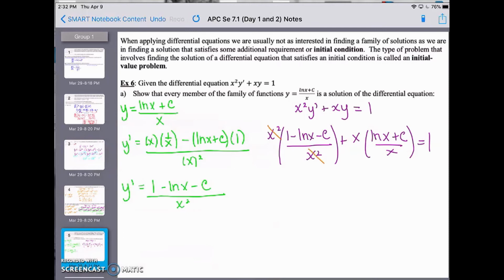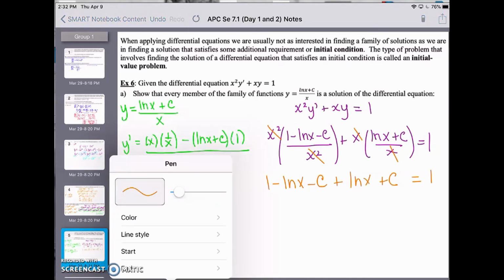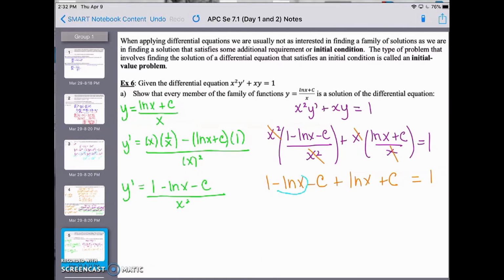The x squared in the numerator and the denominator cancel in my first term, and again in my second term. So now I have 1 minus ln x minus c plus ln x plus c equals 1. Okay, and then when I start combining like terms to simplify, negative ln x and positive ln x are going to cancel. And negative c and positive c are going to cancel. So I'm left with 1 equals 1.